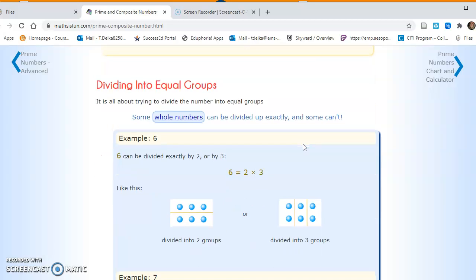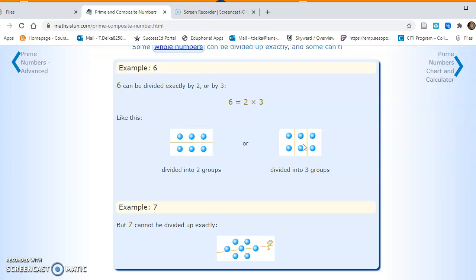Then there's dividing into equal groups. It is all about trying to divide the number into equal groups. Some whole numbers can be divided up exactly and some can't. So the number 6 can be divided exactly by 2 or by 3. And so there's 2 groups of 3 here, or there's 3 groups of 2.